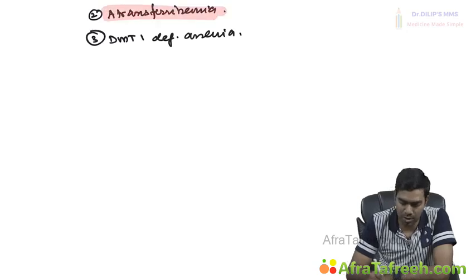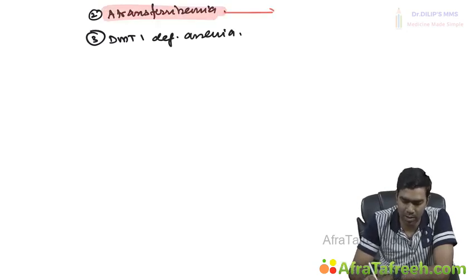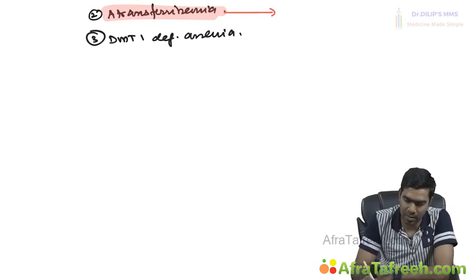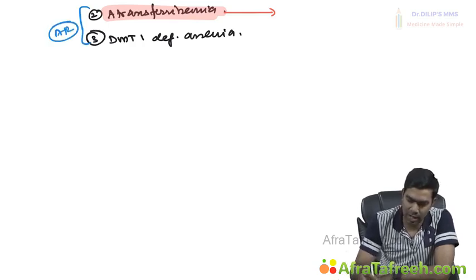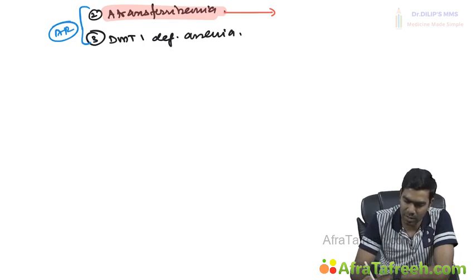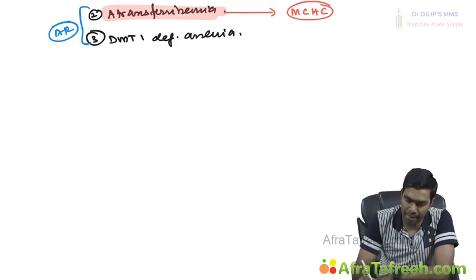The most important thing, first, is atransferrinemia. This is something easier to understand. Whenever you have atransferrinemia, remember, both these are autosomal recessive in inheritance. Number 1, in atransferrinemia, typically you will see a microcytic and hypochromic anemia. There is no doubt about that.